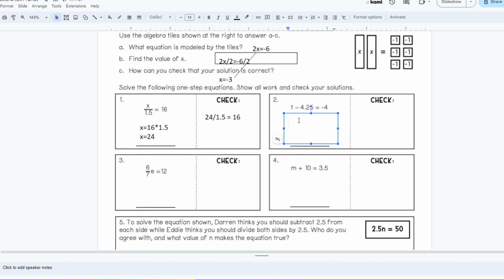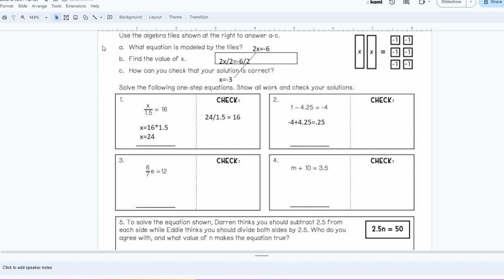t minus 4.25 equals negative 4. So we have to think about what we see. We see this negative 4.25. We're thinking subtraction right now, so we think opposite, addition. Magnifico, right? Easy. So we have to add 4.25, and we get negative 4 plus 4.25, sorry, I forgot the negative. And we just get 0.25.